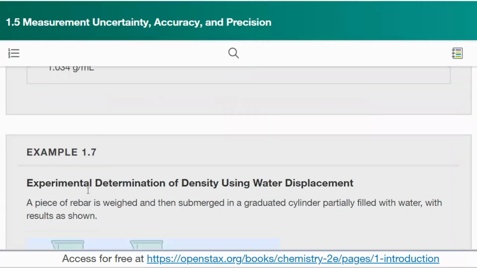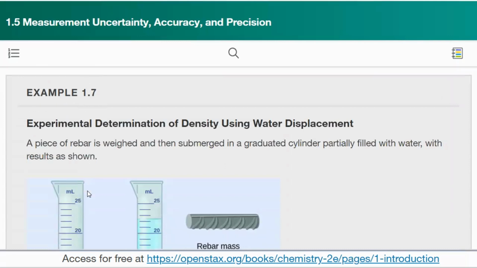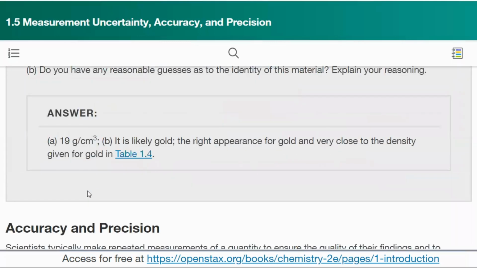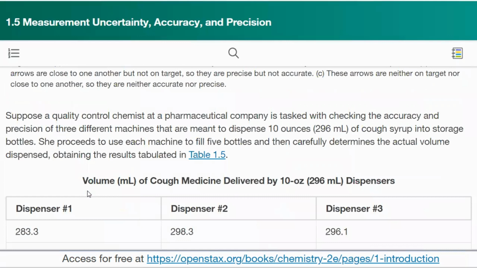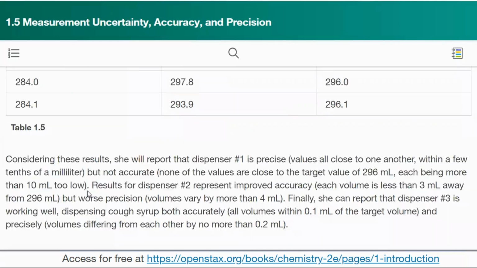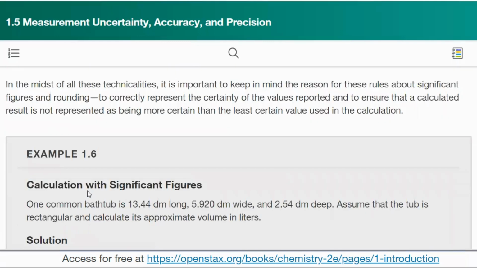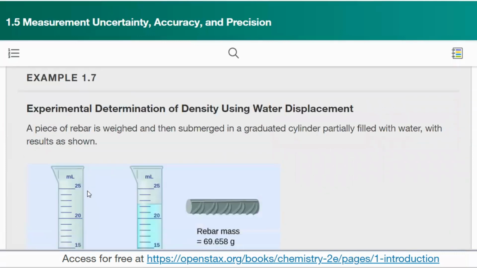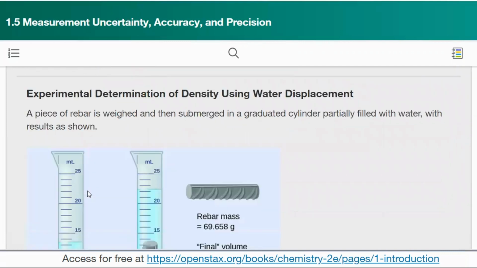Okay. Let me see how many more of these we have. Okay, we're still not quite at the end. We have to go through example 1.7. So we just did 1.6, now 1.7: experimental determination of density using water displacement. A piece of rebar is weighed and then submerged in a graduated cylinder partially filled with water, with results as shown.